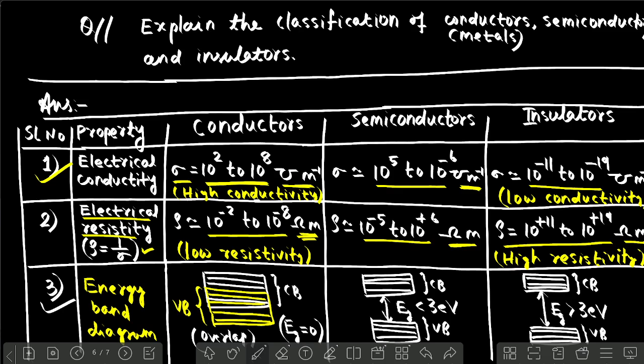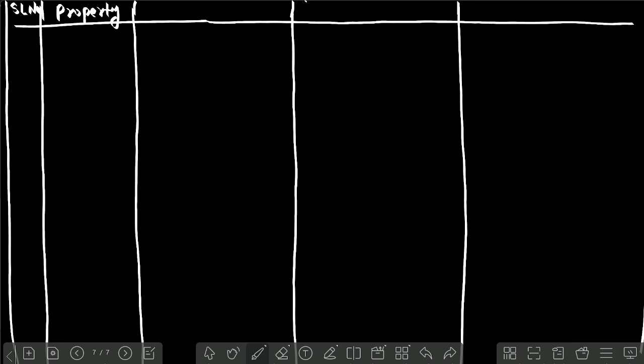First you write here energy gap. Number 4, write. Same thing you continue. Serial number, it is a property. Serial number, property. Then next, conductors. Semiconductors. Continue. Then here, insulators. Like that you would continue.